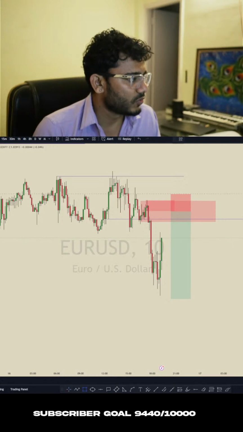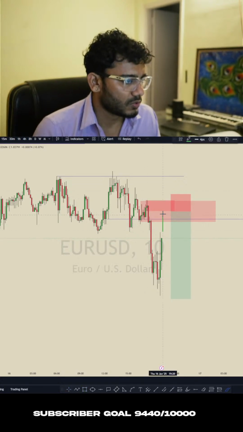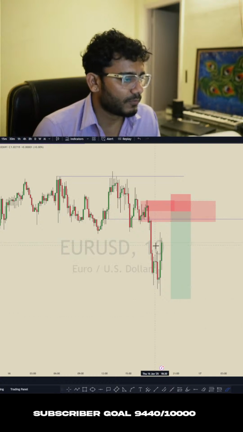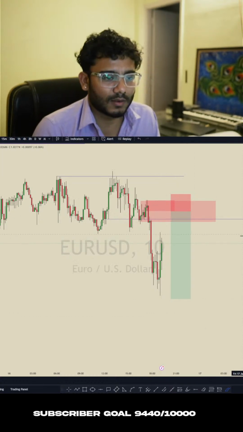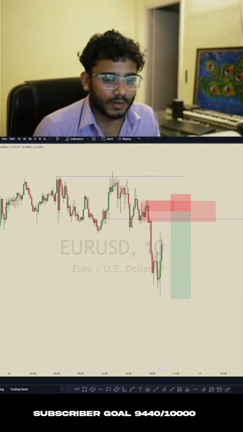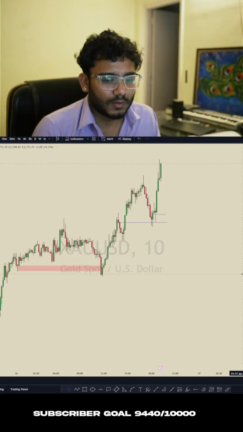Price needs to create liquidity before this order block. So this will be valid. If price creates liquidity, then this will be valid. If price does not create liquidity, then probably this will be swept. So that's what I'm looking for. On gold, if it sweeps the 1 minute candle, then we can take it for entry.